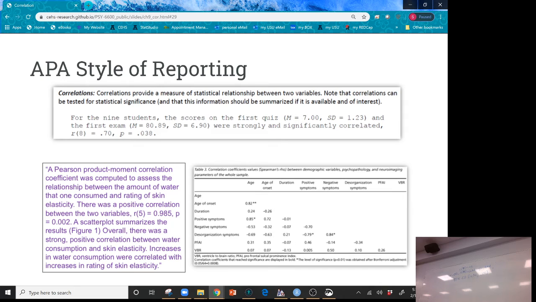Now look at this one right here. If you can't see it, this is about negative 0.79, and it's got an asterisk. So that's strong and negative. So this says disorganization symptoms and positive symptoms. Those two are negatively correlated. So it means if you're high on positive symptoms, then you're low on disorganization symptoms.